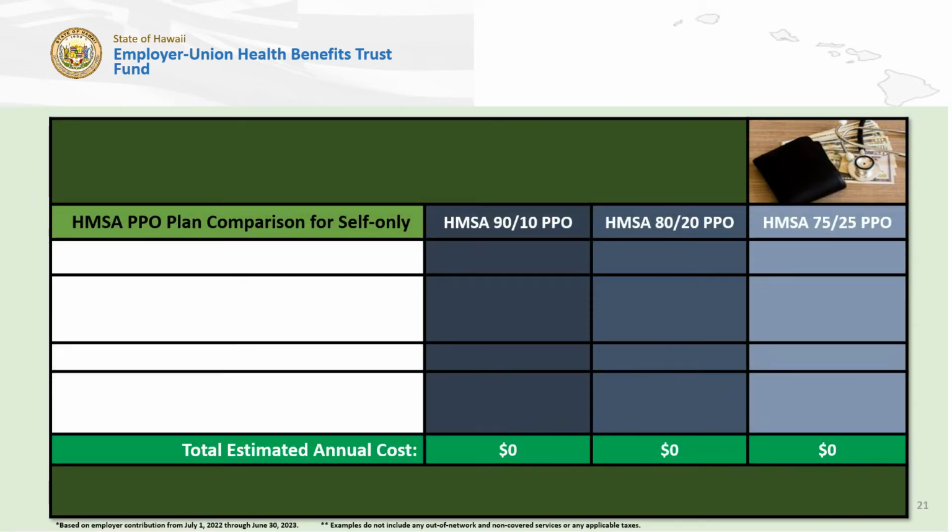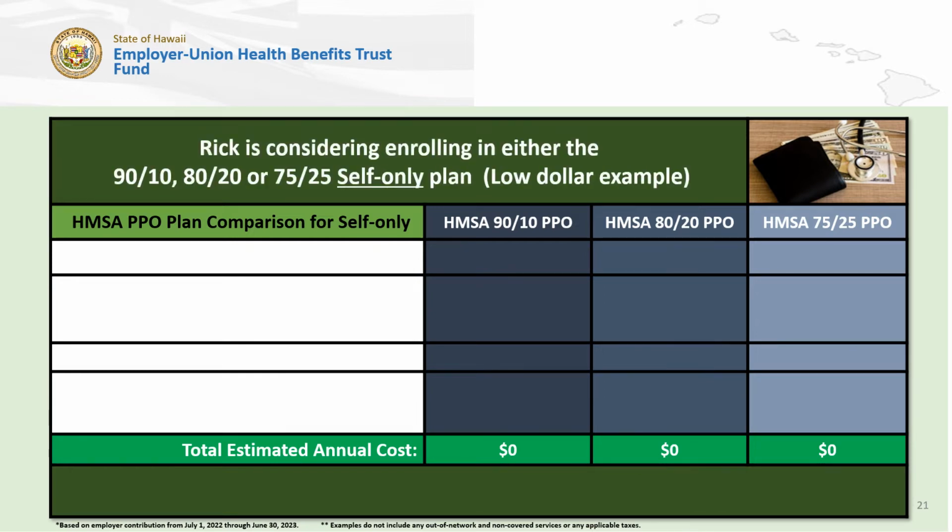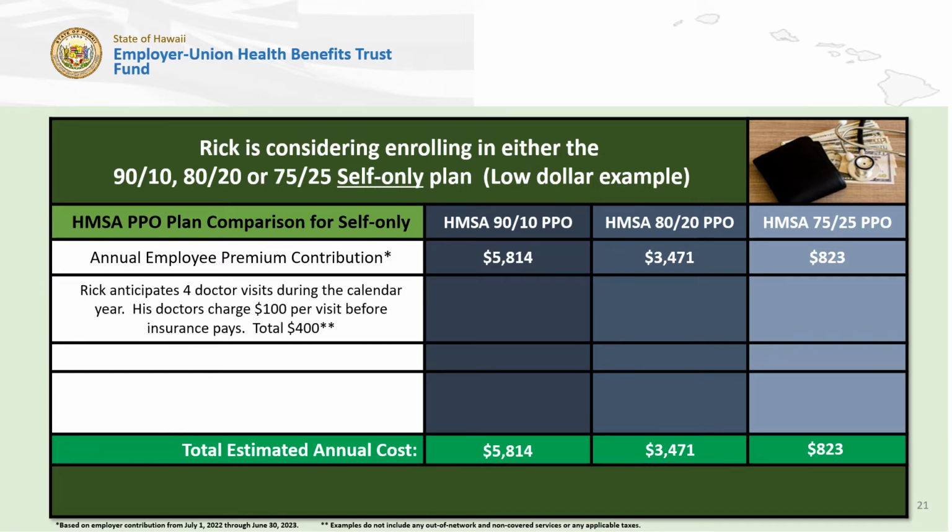The following are some examples to help clarify some of the terms that we've gone over. Rick is considering either enrolling in the HMSA PPO 9010, 8020, or 7525 self-only plan. Here are the annual premium amounts, which is the monthly premium multiplied by 12 for the 9010, 8020, and 7525 plans. Rick anticipates 4 doctor visits during the calendar year.